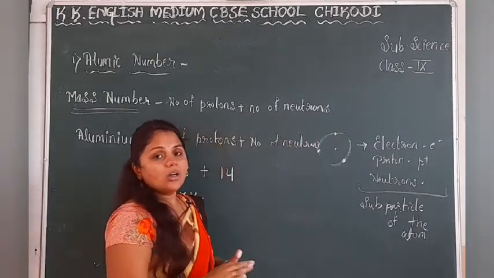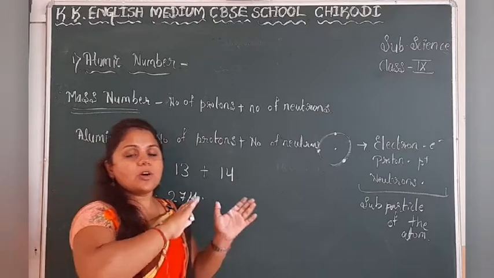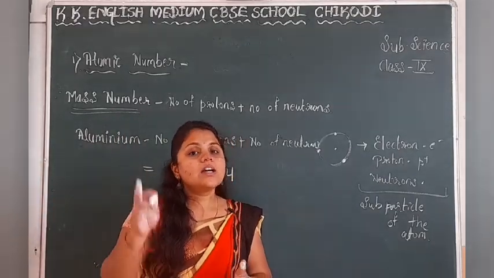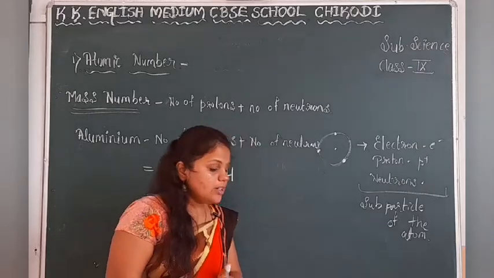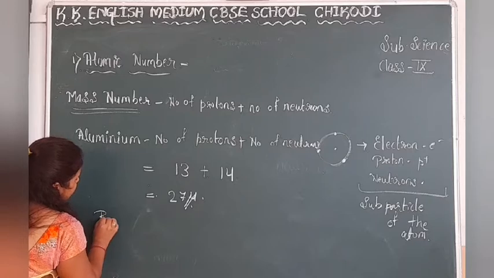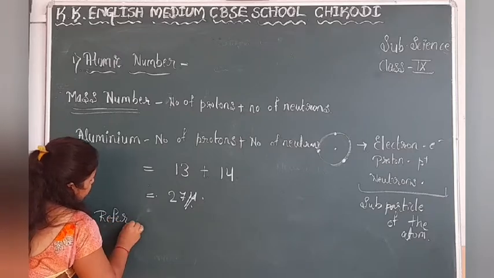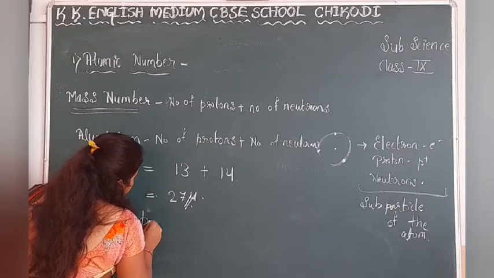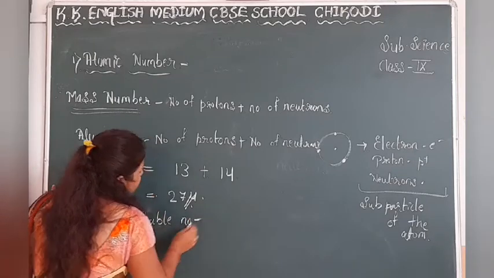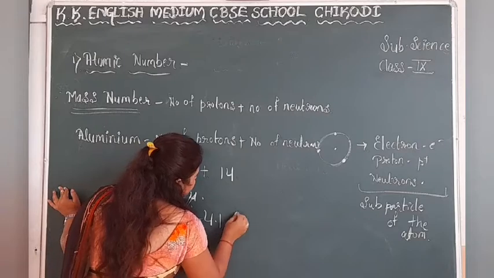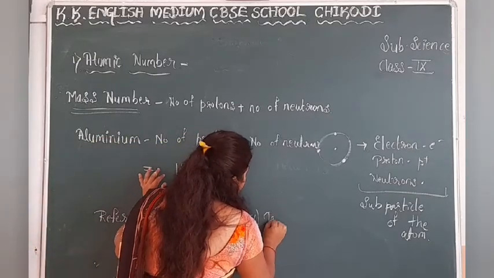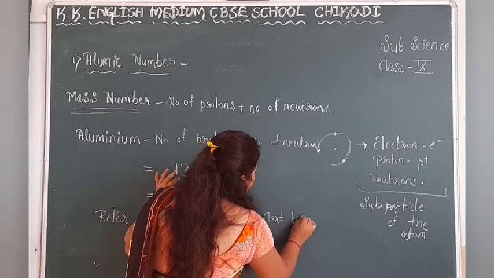Okay, so if you want to know about the number of protons and number of neutrons, then you have to refer to table number 4.1, which is present on page number 51 in your textbook itself.